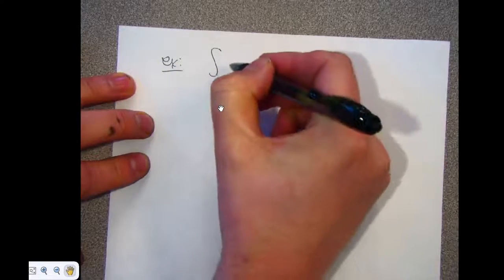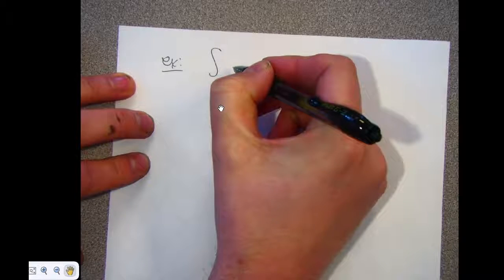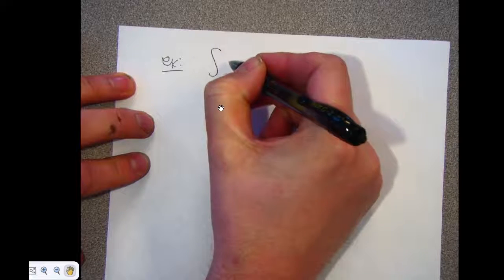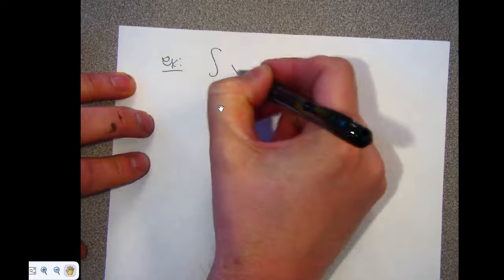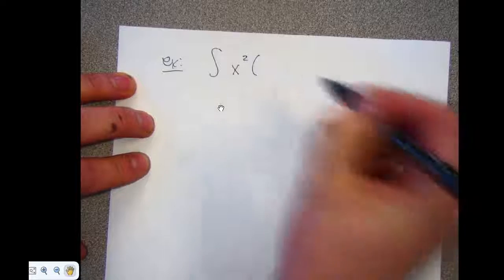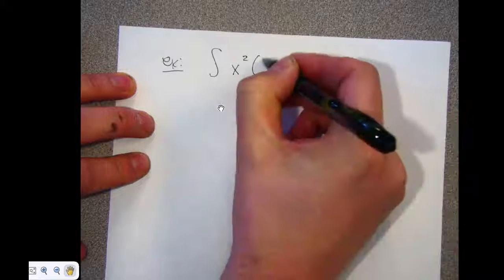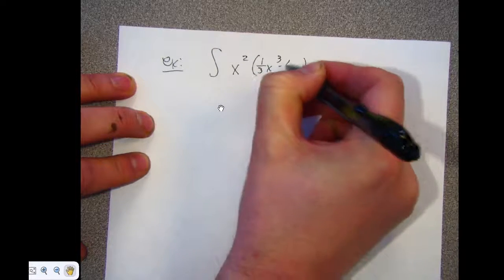All right, let's go back to a normal, not trig one yet. Let's say x squared times 1/3 x to the third.